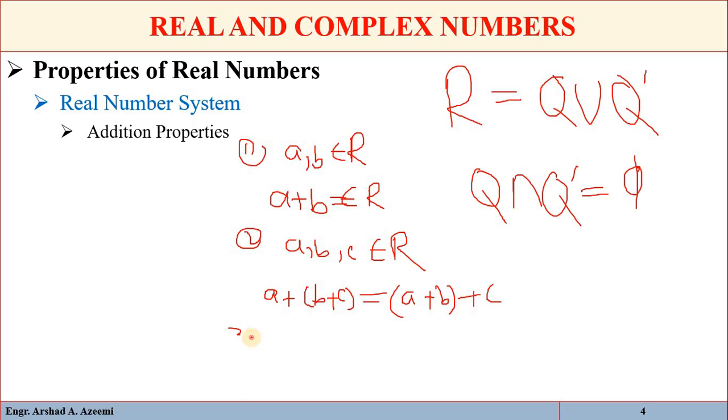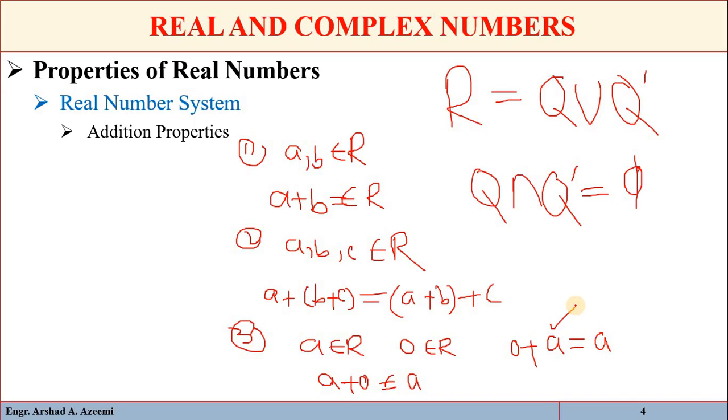Then we have the additive identity. For example, if we have a real number a which belongs to real numbers, and 0 is also a real number, then if 0 is added to this number a, it will give us the original number a. Or we can say that if 0 is added to any real number, the answer will be again that real number. So this 0 is called the additive identity.